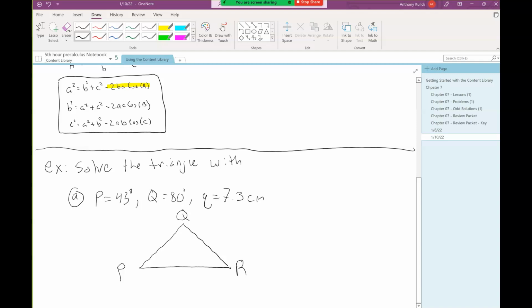And then remember, when we name the sides now, we're going to name these in a very specific way. The side opposite angle P, I'm going to call side P. The side opposite angle Q, I'm going to call side Q. And the side opposite angle R, I'm going to call side R. And then I'll write in these other known values here.